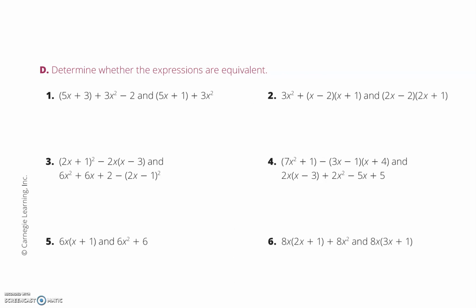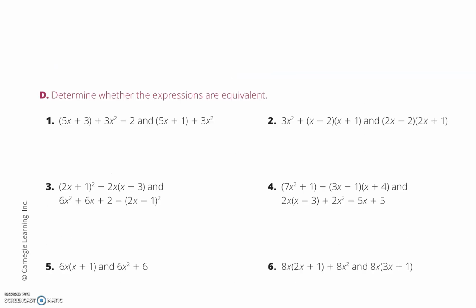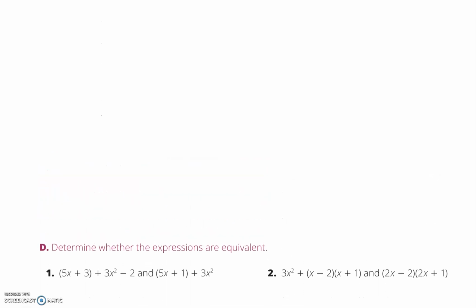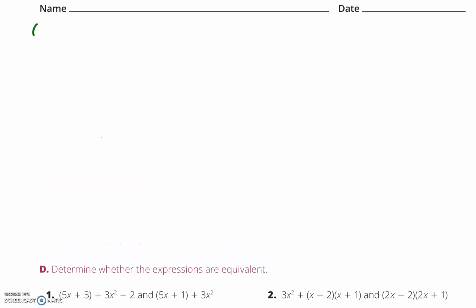So if we take a look here at number 1, we have 5x plus 3 plus 3x squared minus 2, and we're seeing if it is equivalent to 5x plus 1 plus 3x squared. So we can't tell right off the bat, we need to simplify both sides.